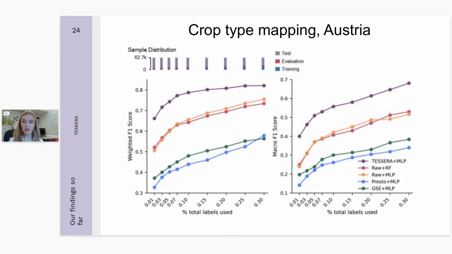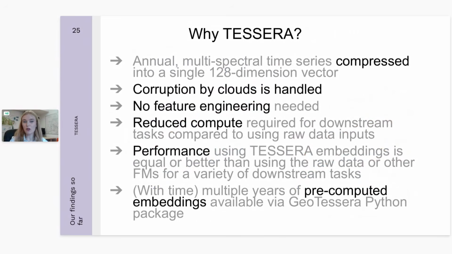And broadly speaking, from all the work that's not in the paper as well, we've seen really incredible promise when it comes to what Tessera is actually capable of. And I really hope you'll consider using it. So to go over why consider using Tessera, why it's exciting, and this really goes for a lot of other foundation models as well, but what we're seeing with Tessera is that number one, we're compressing the data. So an entire year worth of data of both Sentinel-1 and Sentinel-2 is being compressed into 128 dimensions. Secondly, corruption by clouds is handled. Third, there's no feature engineering needed.